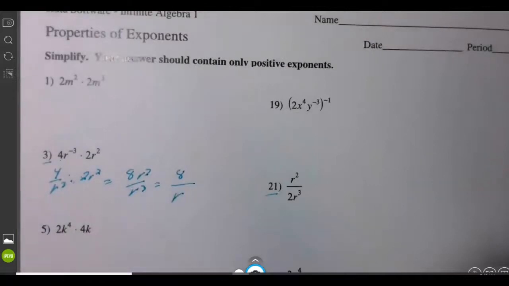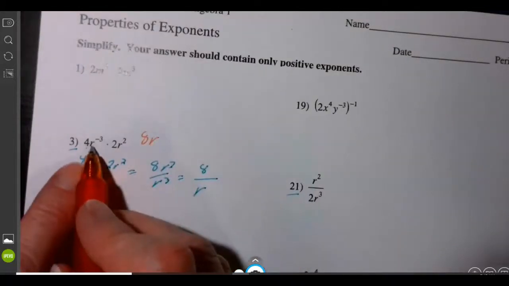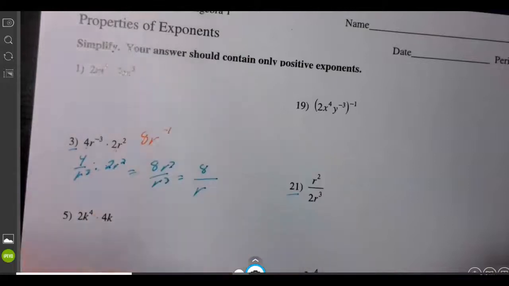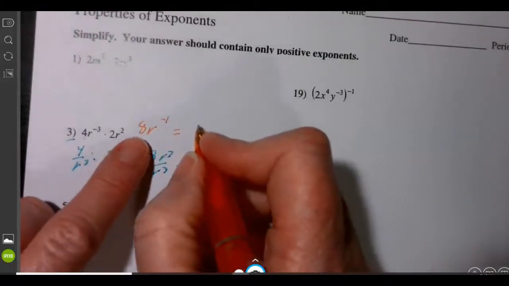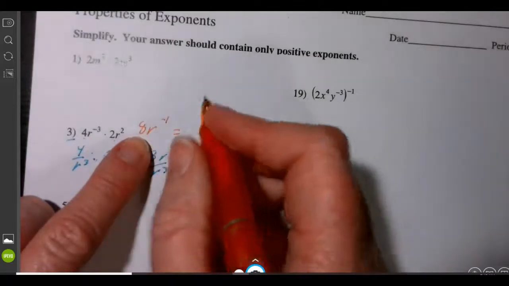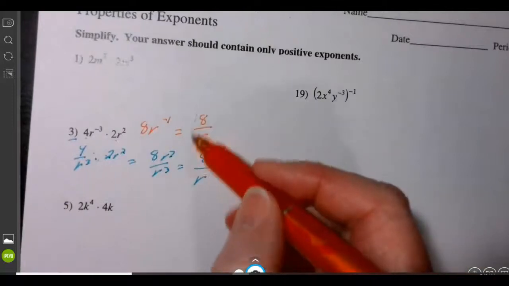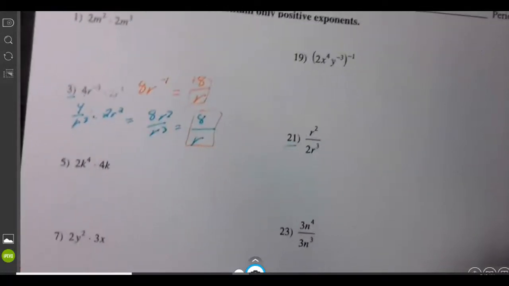The other way I could do this one is I could just multiply it as they are, and I get 8 r to the, when I multiply like bases, I add the exponent. So that'd be r to the negative 1. Well, if I ever have a negative exponent, it sends it to the bottom. The 8 doesn't move. It just has a positive exponent of 1. So it just stays there, but the r would go to the bottom. Both of these, notice how we get the same answer either way. So there's not like one right way to do it. You just have to figure out what does your brain see and go with that. Okay.